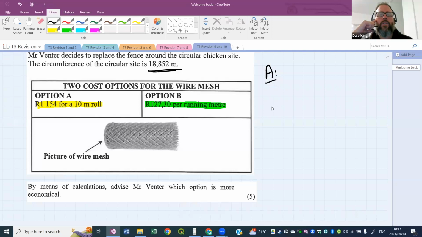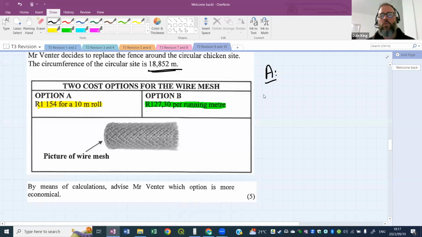It means that what you're going to have to do is take the 18,852 and divide it by the 10 meters and multiply it by 1,154 rand. But you've got to be careful with this one, because you can only buy this fence in a 10-meter roll. You can't buy anything less than a 10-meter roll. So what you should ask is, if he needs roughly 18.8 meters, how many 10-meter rolls will he need? You will need 2.